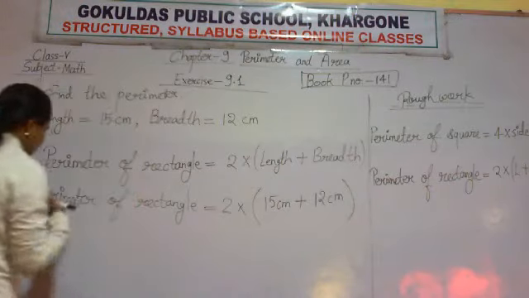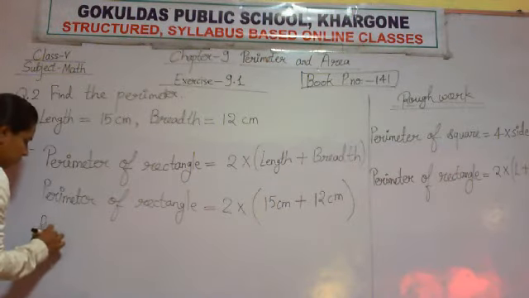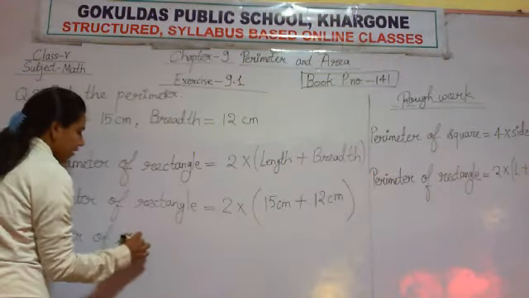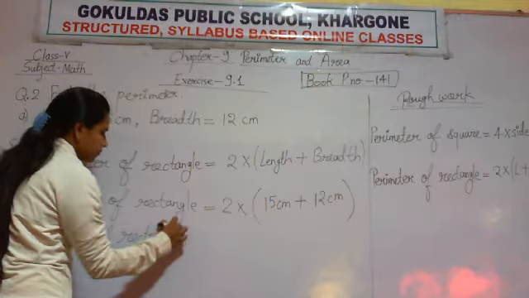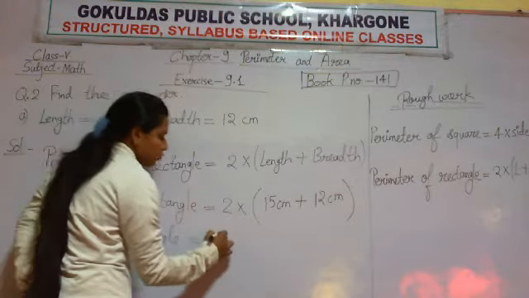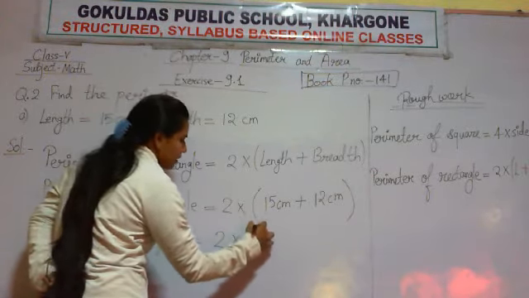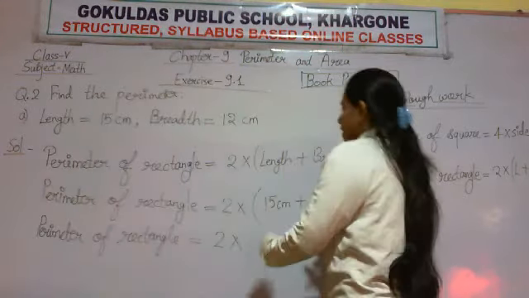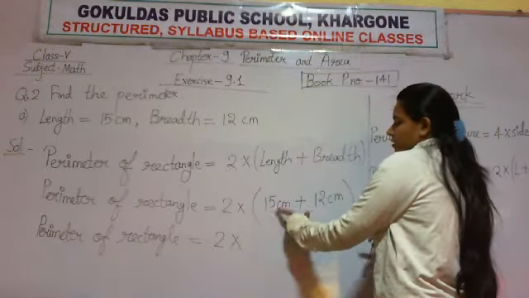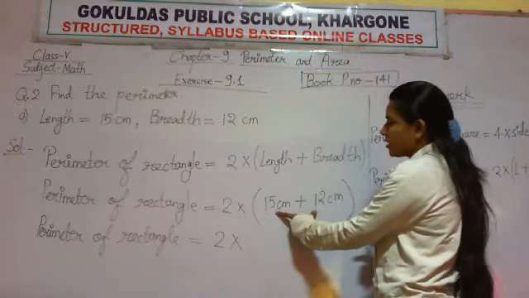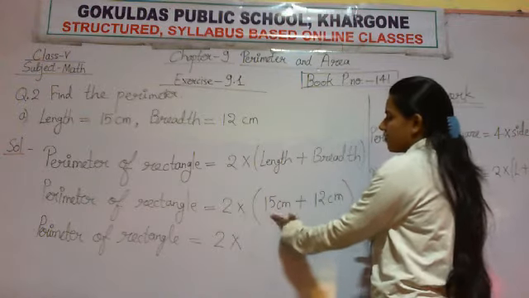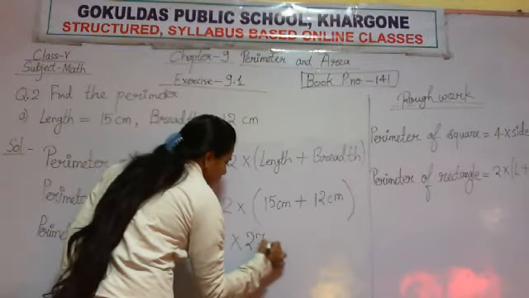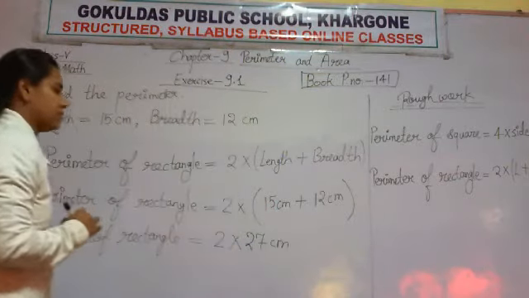Now solve further. In the next step we will write again perimeter of rectangle is equal to 2 as it is, multiply symbol as it is. Now solve this bracket. In this bracket 15 plus 12, addition operation is there, so add both the numbers, 15 plus 12. When we add 15 with 12 we get 27 centimeter.